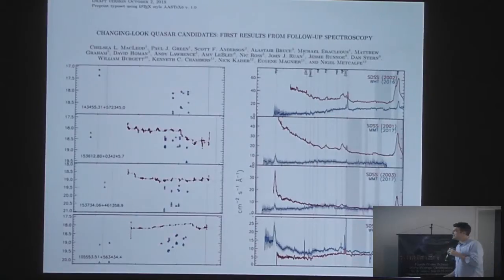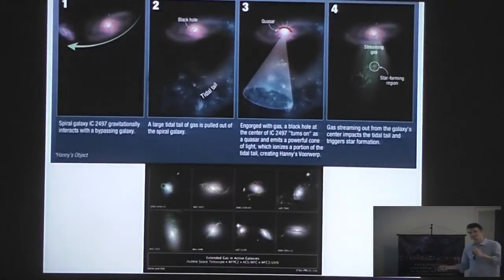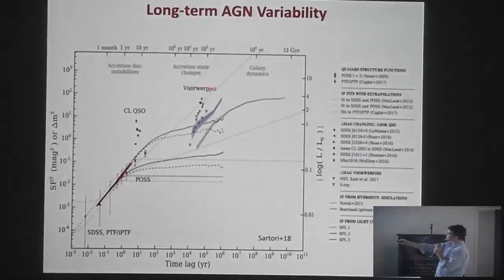But it's an open question. So that's the changing look quasars. I like to call them changing state because they're changing their actual state. The other thing that we showed here was these things called Vorwerpes.